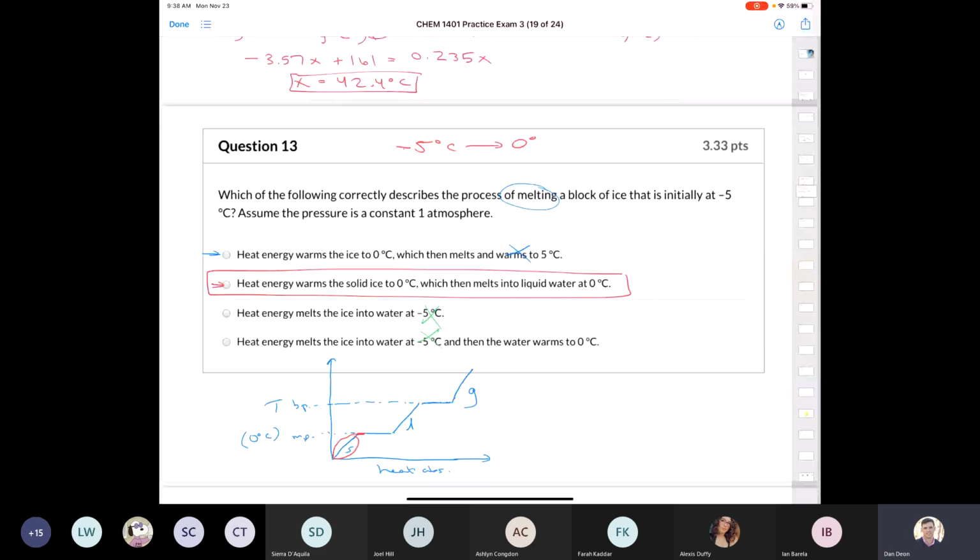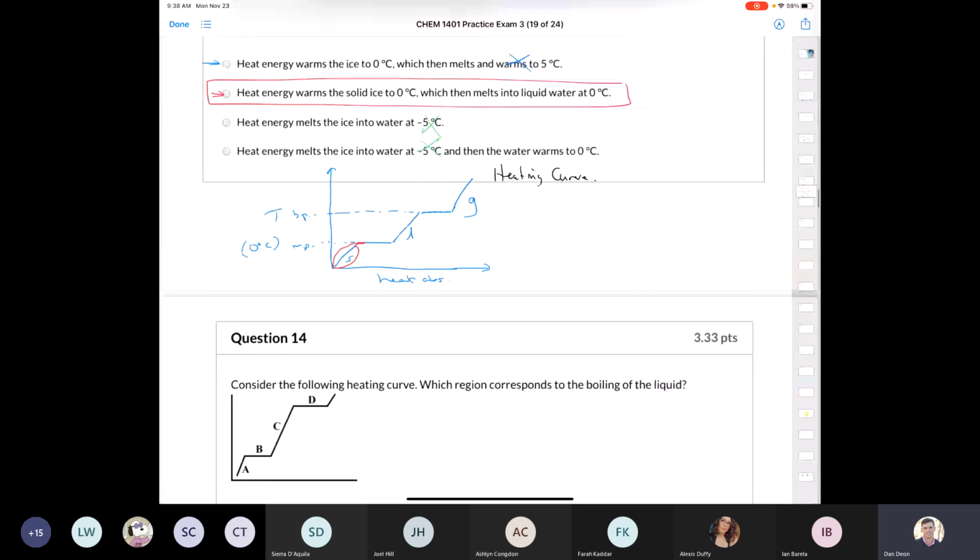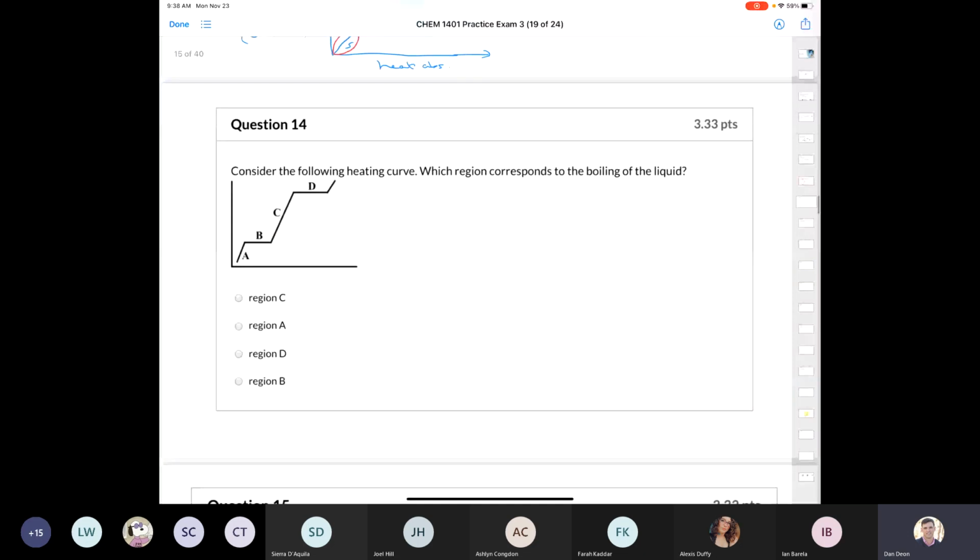So again, you need to know how to draw a heating curve. So this is a heating curve, and this is the heating curve. I used it for water because I know the melting point and boiling point by heart. Let's see here. Wow, we just covered this one, didn't we?